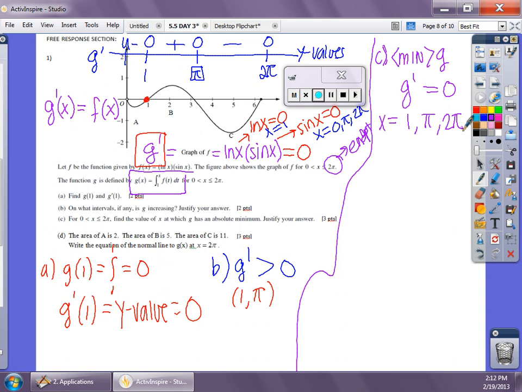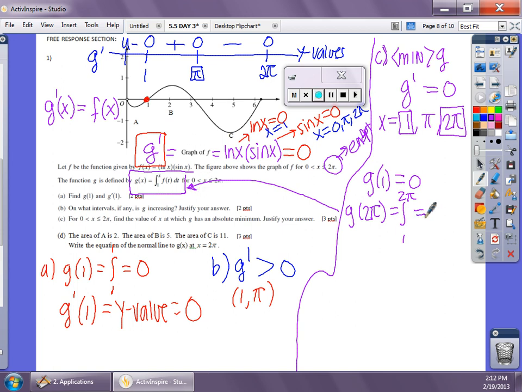I know that I want a minimum, and the only minimums happen at 1 and then again at 2 pi. So I need to find g of 1, which happens to be 0, and then g of 2 pi, which would be the integral from 1 to 2 pi of the function that's up there. So I'm finding this all from this definition that was given. Now, g of 2 pi is 1 to 2 pi. Now, net signed area, if you look at the purple, it's definitely negative. Therefore, the absolute minimum happens when x is equal to 2 pi.